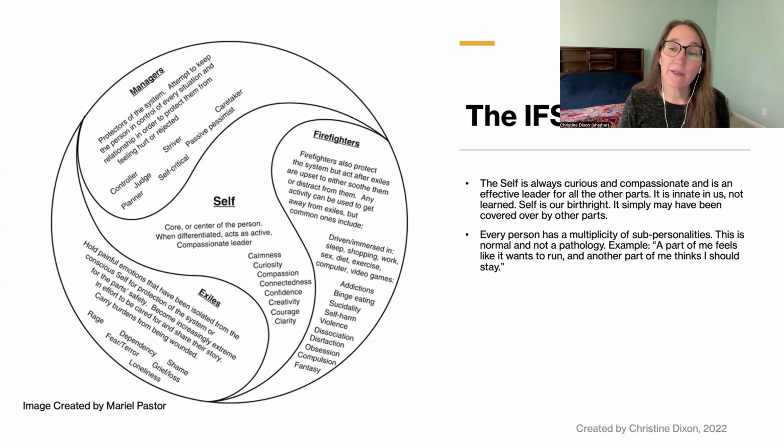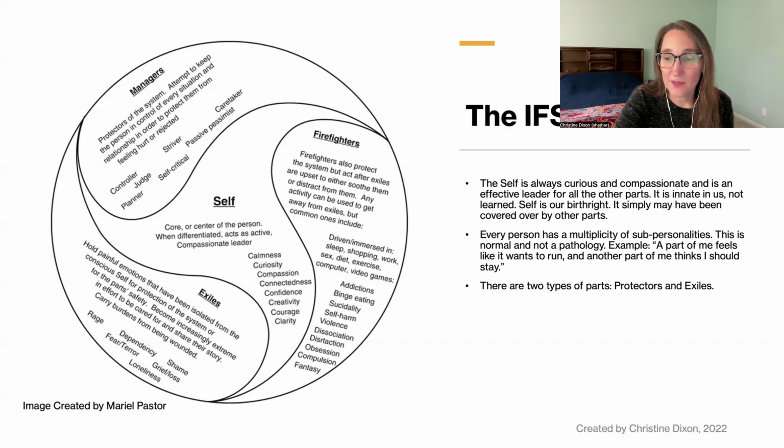And like I said before, every person has a multiplicity of subpersonalities. This is normal. It is not a pathology. An example is a part of me feels like it wants to run, and another part of me thinks I should stay. When I first read that, I thought like running, like exercising. It's like part of me wants to run and part of me wants to sleep in. But it's true. That's a very common polarization. Part of me really wants to exercise, or diet or something, and part of me wants to indulge and rest and eat.